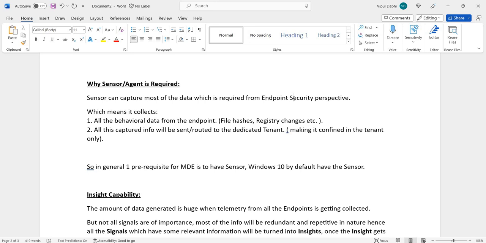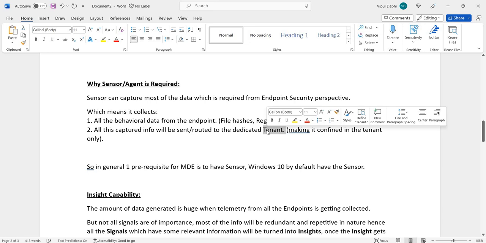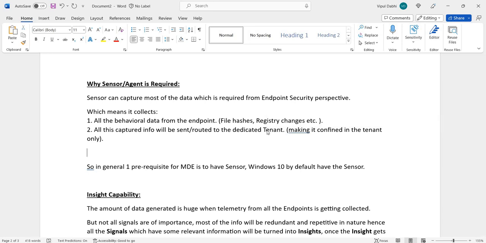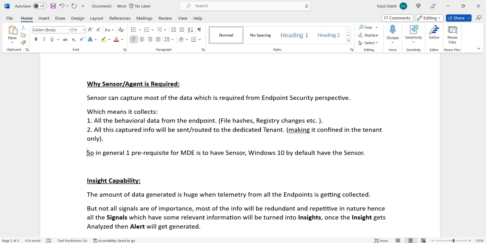So for that purpose we'll always go with agent deployment into the endpoint, correct? Which means it collects all the behavioral data from the endpoint, like file hashes and registry changes, and all this captured info will be sent or routed to the dedicated tenant that my endpoint belongs to, because eventually I need to consolidate data in that context. This endpoint belongs to this tenant, so all the consolidated data is sent to the tenant for further analysis, only for the security aspect.